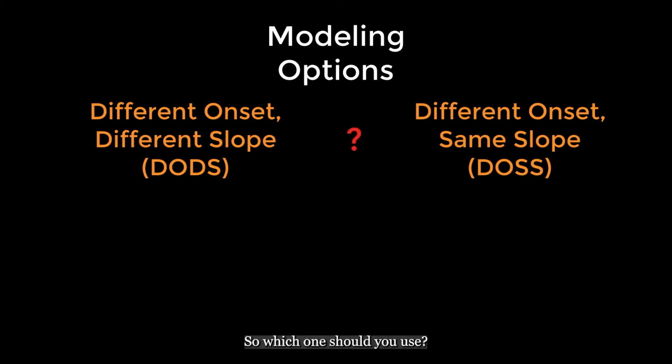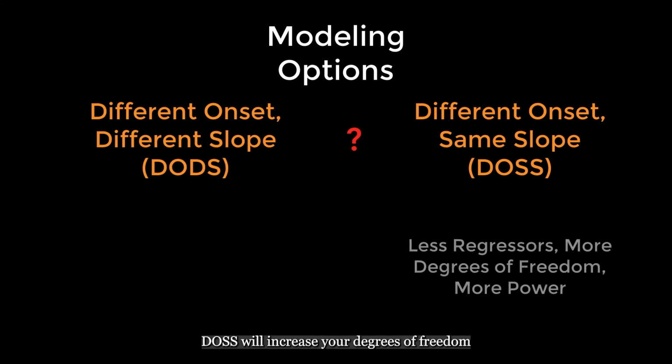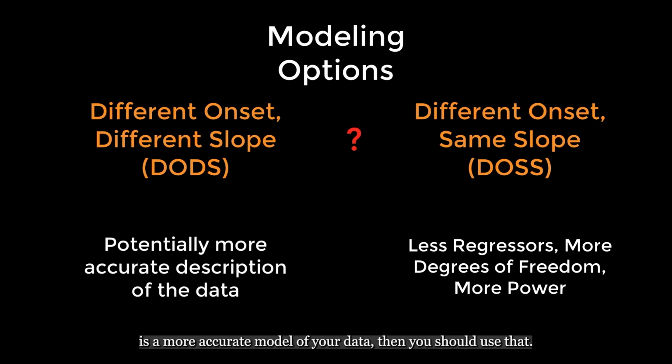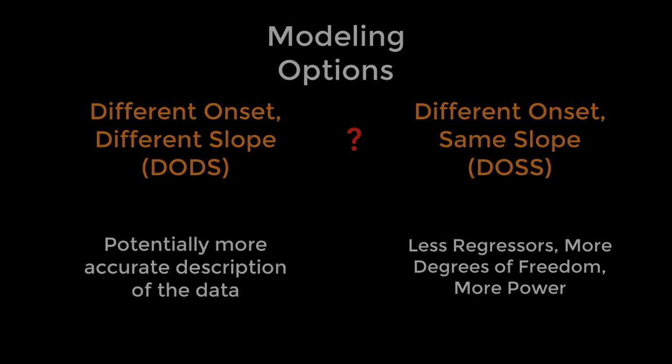So, which one should you use? It's up to you. DOS will increase your degrees of freedom and therefore increase your power, since there are fewer parameters to estimate. However, if you think that DODS is a more accurate model of your data, then you should use that.